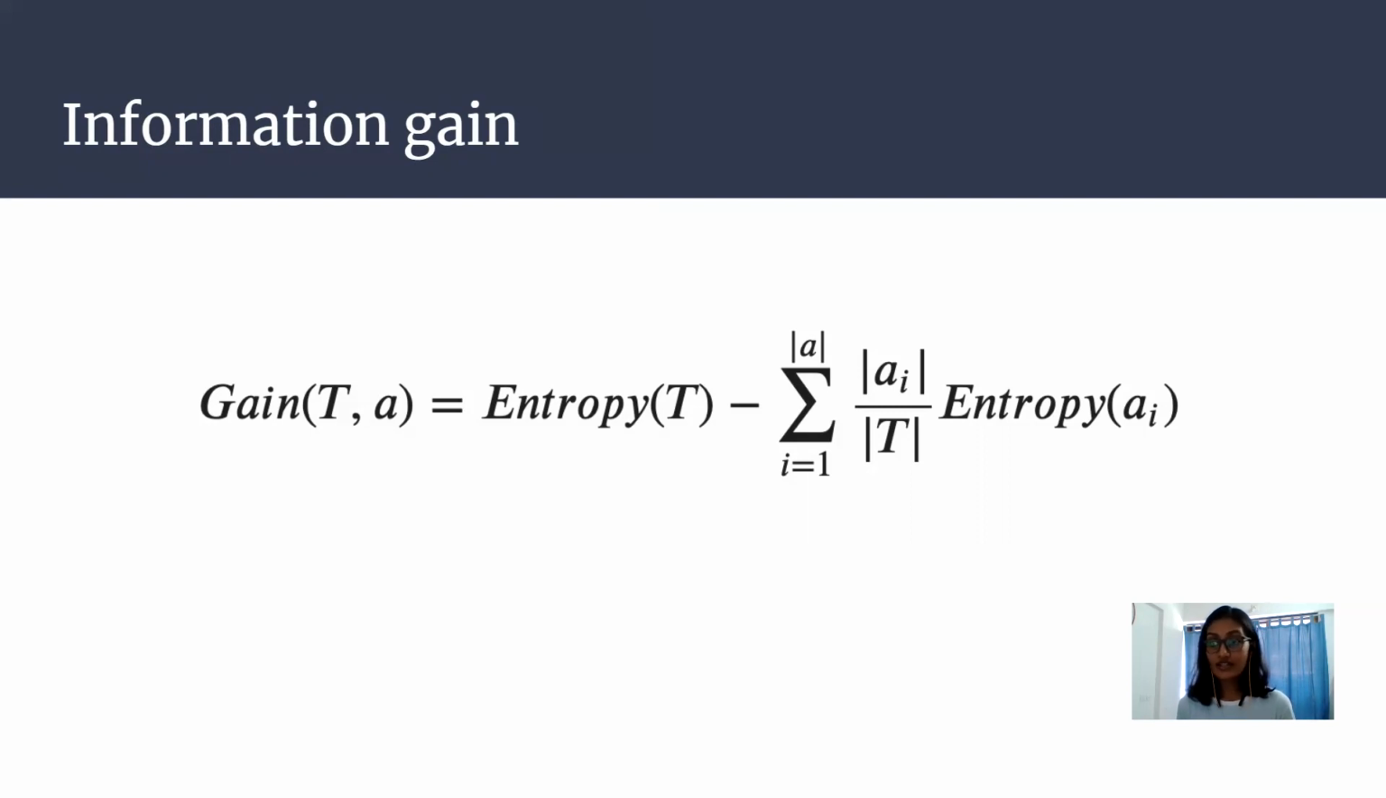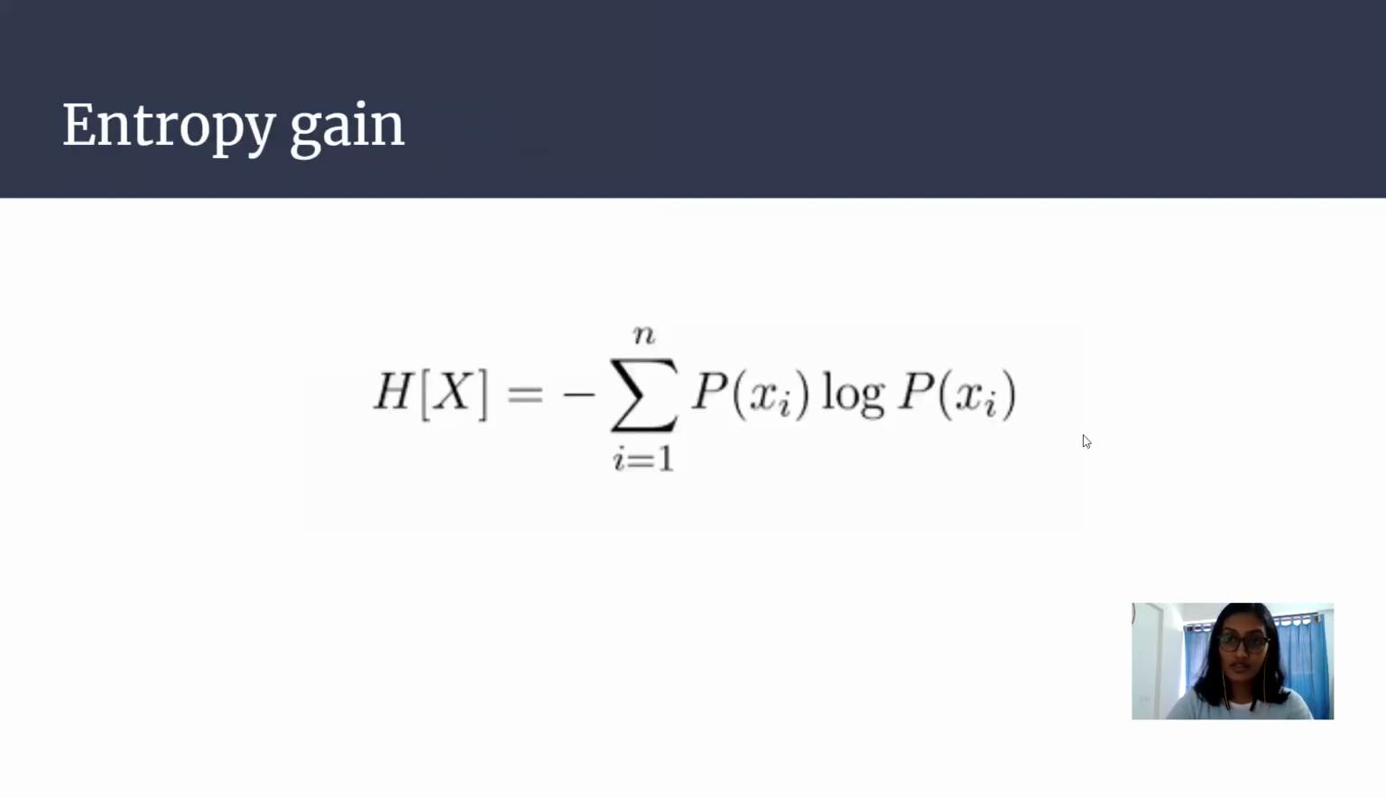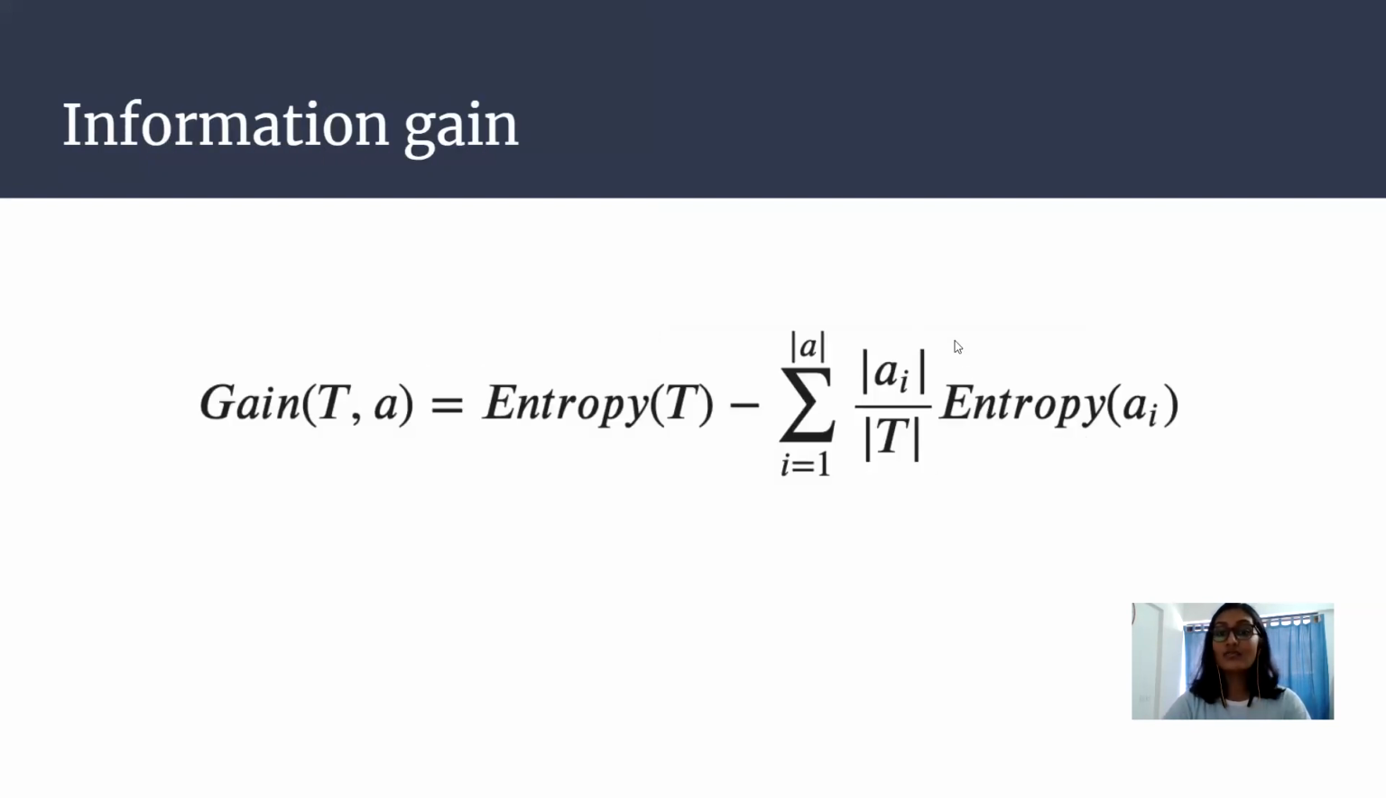So information gain can be calculated with the formula which is being given over here. Entropy, as we have calculated in this formula, and this is the weighted average. So these are the data points, and this will be the summation of all the data points. So this is the gain that we are finding.